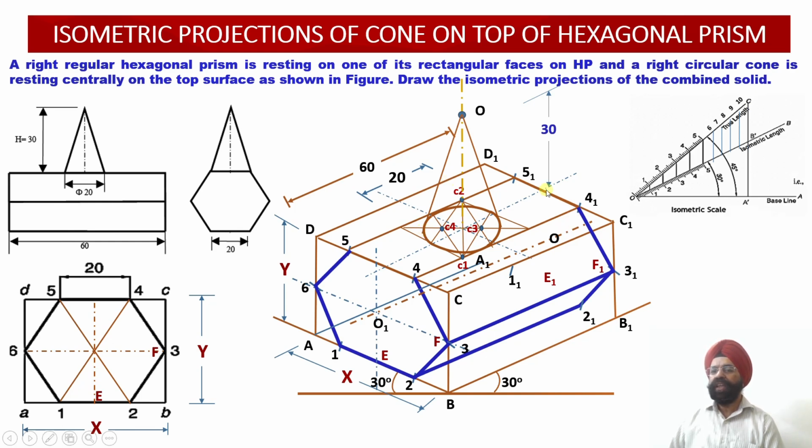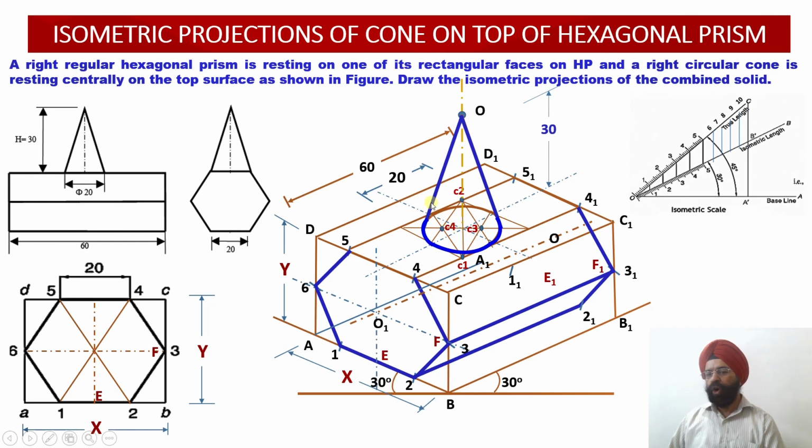Now let us join those sections which are visible to the observer. Regarding the cone, these are the outer boundary generators, so they are visible, and they will be drawn dark. This semicircular portion of the cone will not be visible because it is lying on the inner side, whereas this portion of the cone will be visible to the observer. So we have drawn this portion.